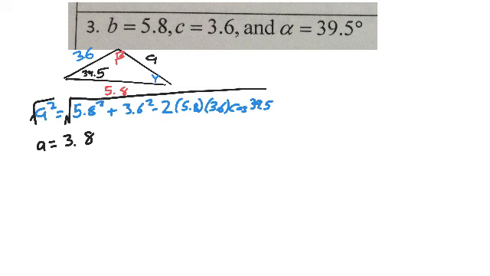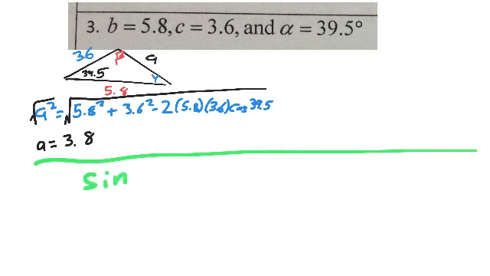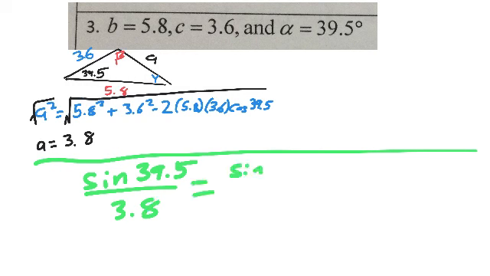So I have a side that's smaller than that, which is 3.6. So if you'll remember back when we have side angle side, when we first use the law of sines, we have to find the smallest unknown angle first. So since C is my smallest side, I'm going to find gamma first. So I'm going to say sine of alpha over A equals sine of gamma over C.